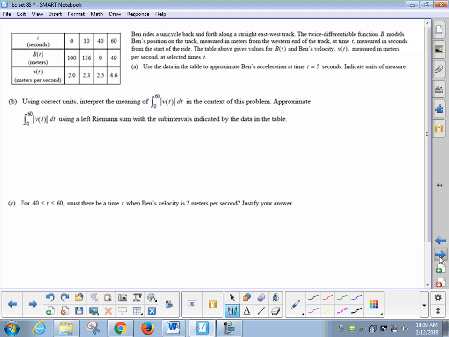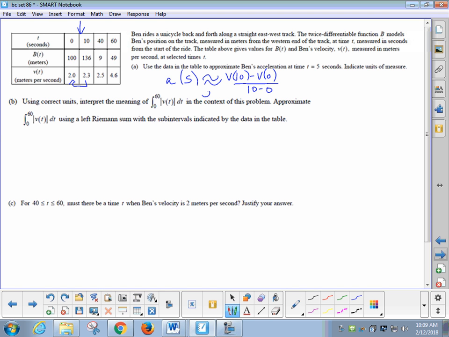Did you give me acceleration at 5? It is approximated by change in velocity over time. Acceleration is change in velocity over time. So at 5, I'm looking at it here somewhere, right? I know the change in velocity over that interval is v at 10 minus v at 0, over 10 minus 0.